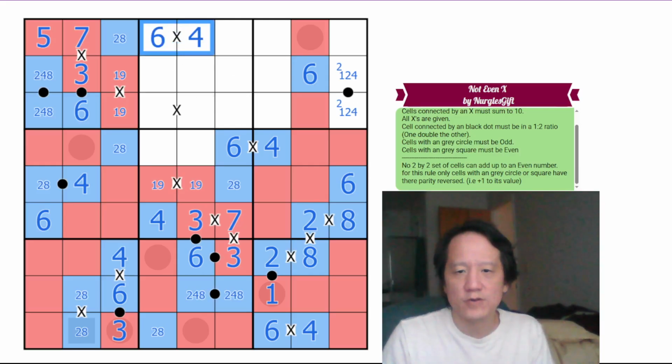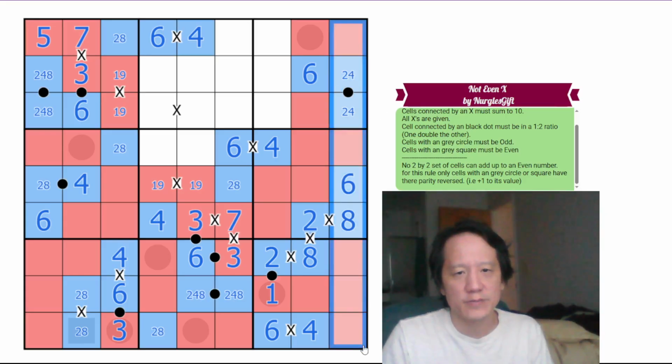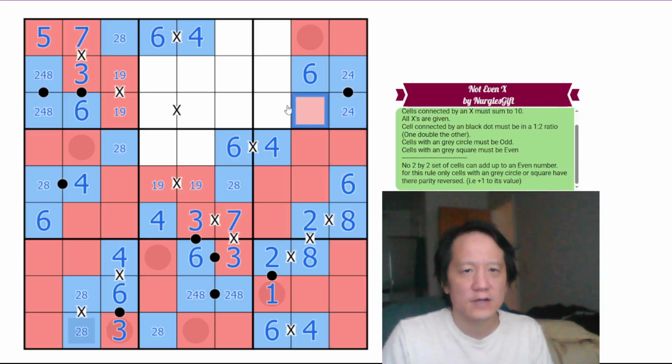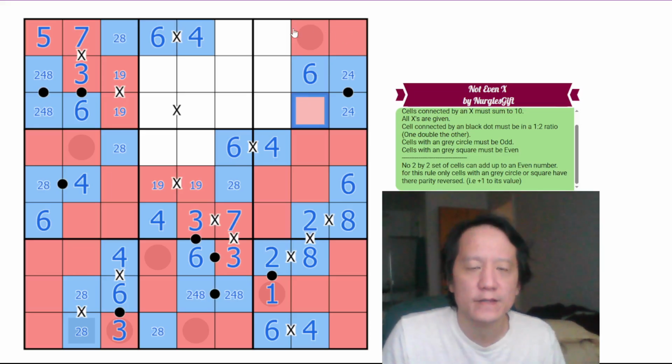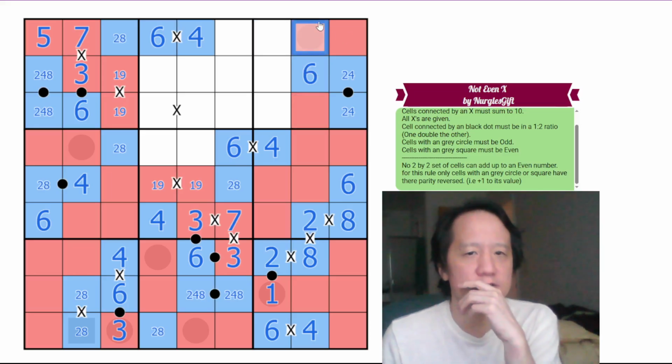These are both even. 4 cannot be here or here, so this must be a 2, 4 pair. That makes these both even. That makes this not even because we have 4 evens in column 9. Let's see. This is considered even, so that's fine. So this is even, even.